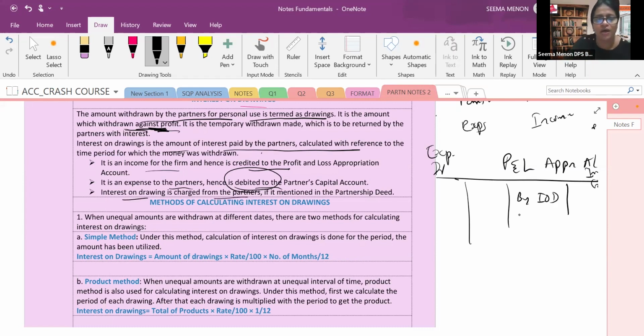Interest on drawing is charged from the partners. It is mentioned in the partnership deed. Interest on drawing will be charged from the partners, will be recovered from the partners by the firm, and the rate should be mentioned in the deed. ये deed में बताना पड़ेंगे.